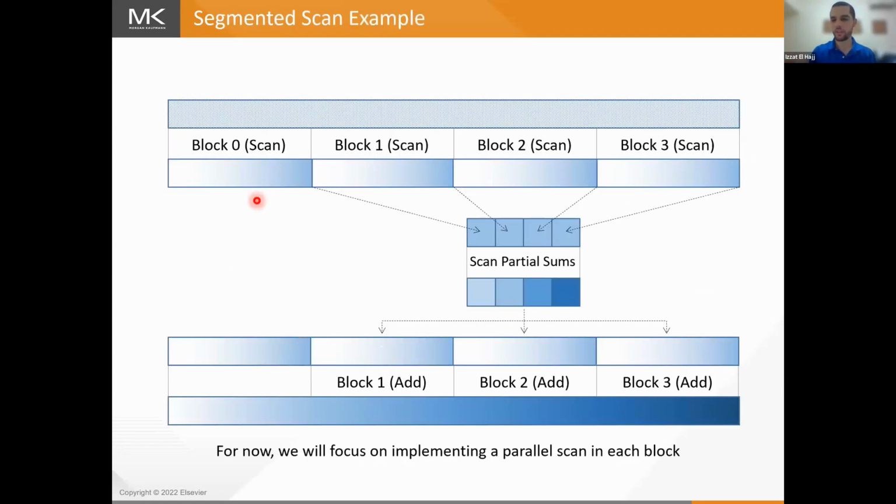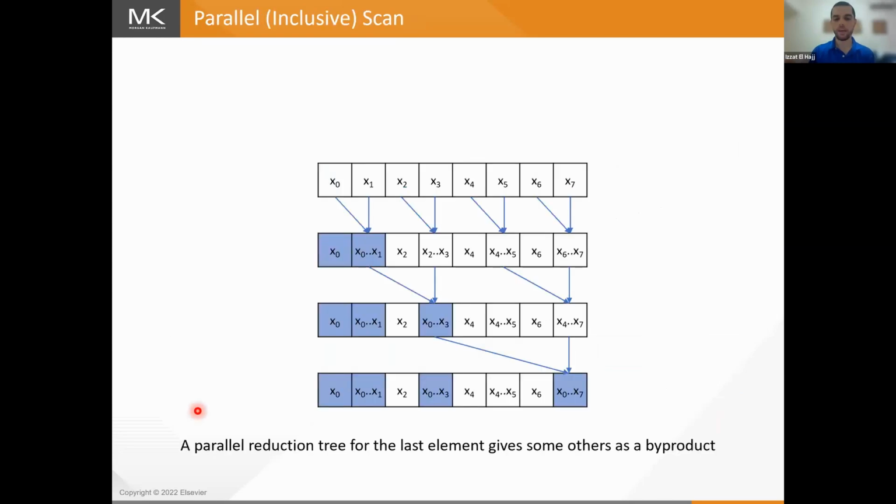We said that the way we do scan on GPUs is we segment it. We'll divide our input into segments, and the reason is that we need a lot of synchronization among threads when we're doing the scan operation. We'll have every thread block take a segment and scan that segment, and then we'll scan the partial sums of the thread blocks, and then we'll go back and have every thread block add the scanned partial sum to its own elements.